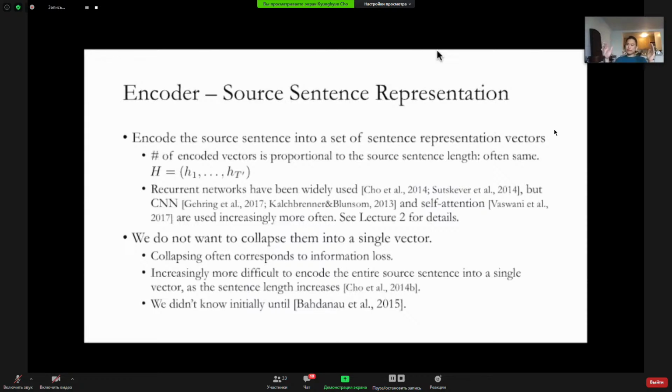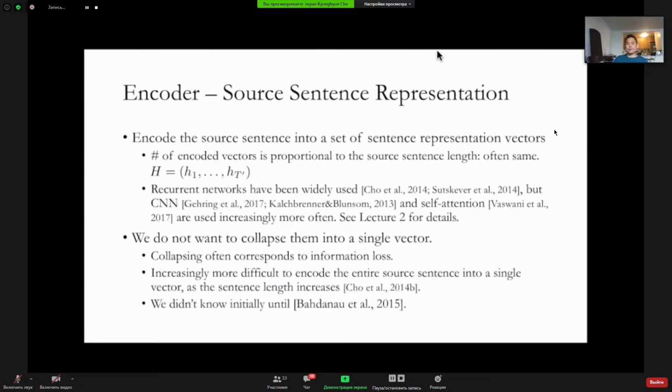And now, because it's a translation, unlike a language model, we have two components in this directed acyclic graph. One is the encoding part, which is going to encode the source sentence. And the other is the decoding part, which is going to take as input this encoded representation of the source sentence, and turn it into a distribution over the translation.